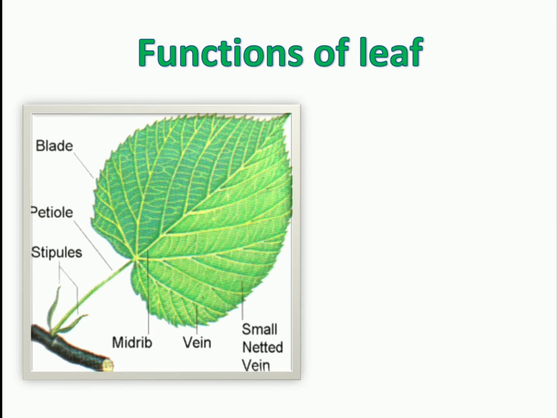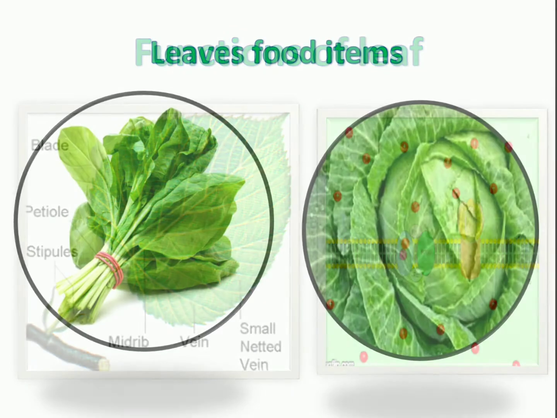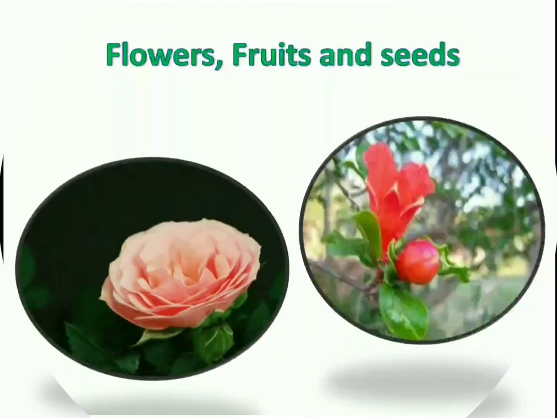A leaf contains a green color substance called chlorophyll. The chlorophyll helps the plant to prepare the food. The food is prepared by the leaves. Leaves are also called the kitchen of the plants. Spinach and cabbage are examples of leaf food items.